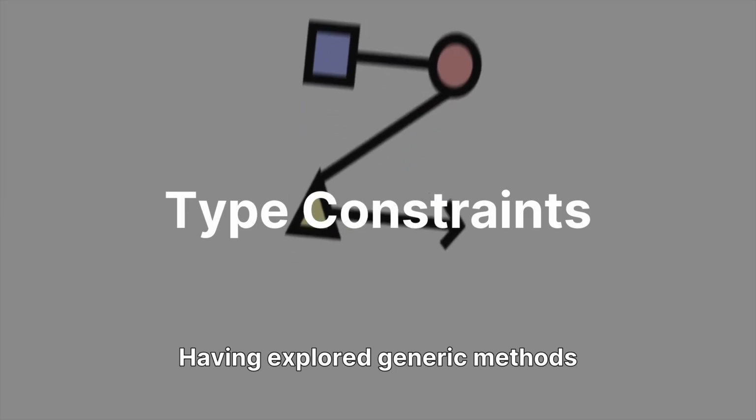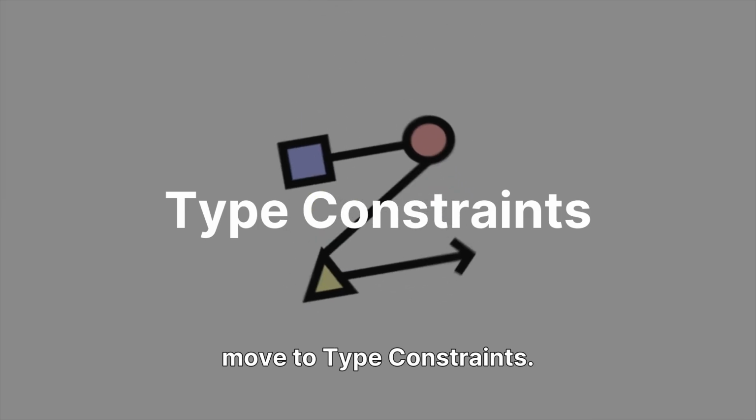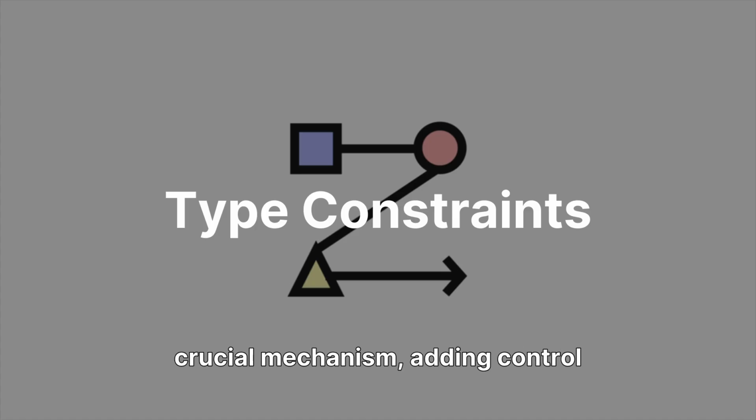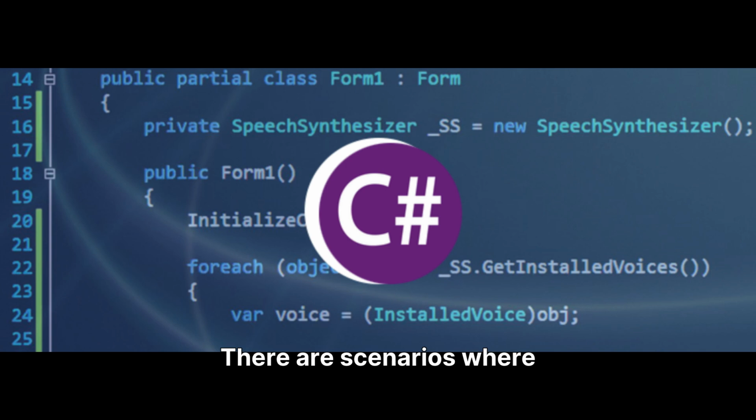Having explored generic methods and classes, we now move to type constraints. While generics offer flexibility, sometimes you need to impose restrictions on the types used. Type constraints provide this crucial mechanism, adding control and safety. They allow you to define more specialized and robust generic implementations. There are scenarios where your generic method or class needs T to possess specific capabilities. For instance, you might need to call a method on T, ensure T can be instantiated with a default constructor, or confirm T is a reference type. Simply allowing any type for T is insufficient, as it could lead to runtime errors.